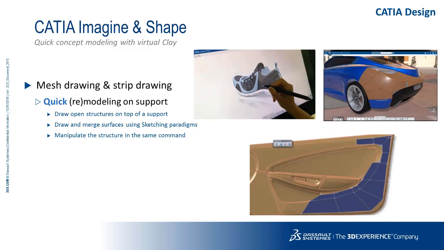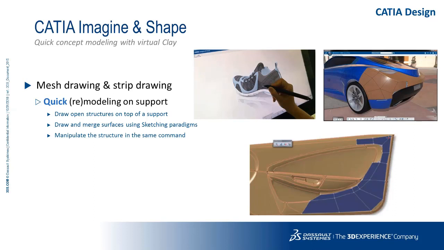The mesh and strip drawing tool creates geometry on multiple supports using the sketching paradigm you saw in Natural Sketch. You can use a Wacom tablet and a pen. It also works with a mouse. So in other words, strip modeling allows the user to draw subdivision patches on existing legacy surface data, scan data, or both. This is great for updating an existing subdivision model to capture changes being made on a physical clay property. And you can draw open structures on top of a support, draw and merge surfaces using the sketching paradigms you saw in the last video, and manipulate the structure in the same command.